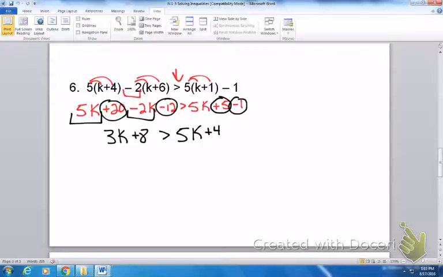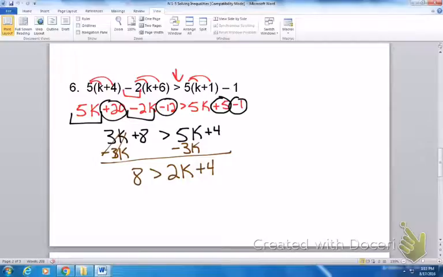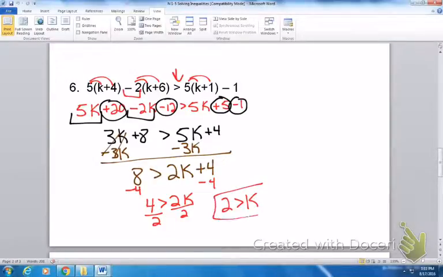So I'm going to go ahead and move my 3k to the other side by subtraction. I know all I have is 8 on the left. 8 is greater than 5k minus 3k, 2k, plus 4. We're almost finished here, guys. I know this is a long one. Now I'm going to subtract 4 from both sides. I need to solve for k. Now I have 4 is greater than 2k. And then we've seen this before. I divide both sides by what's in front of my variable, and I get 2 is greater than k.